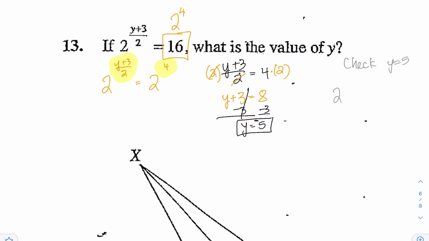Now we can check our work by substituting in y equals 5. On the left side, you have 2 raised to the, instead of y plus 3, 5 plus 3 divided by 2. That's 2 raised to the 8 over 2 power, or 2 raised to the 4th. And 2 raised to the 4th is equal to 16. So both sides check out. The answer is 5.